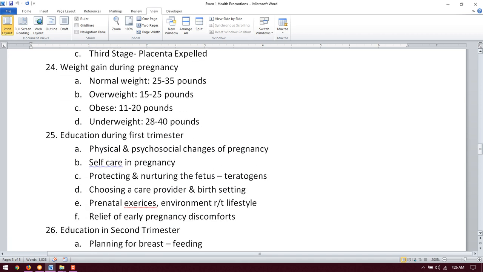Review normal weight gain during pregnancy. Normal weight gain is 25 to 35 pounds. If mom's overweight before pregnancy, 15 to 25. And if she's obese, which is a BMI of 40 or greater, they're recommended only to gain 11 to 20 pounds. But if mom is underweight, they actually recommend them to gain up to 40 pounds.